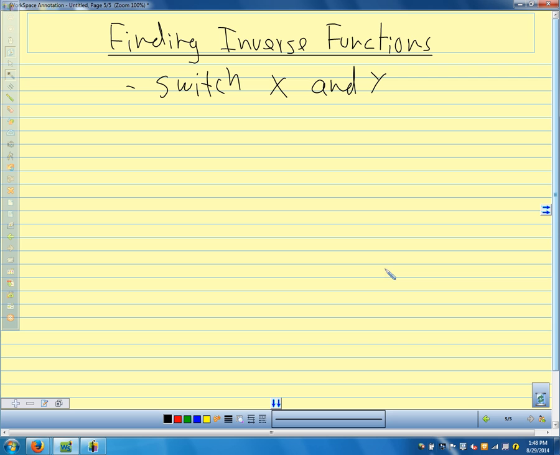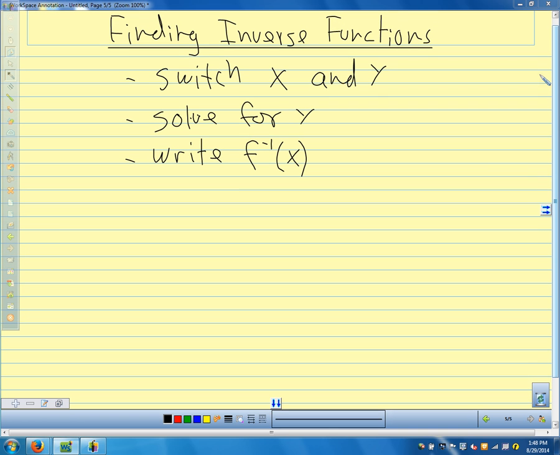And then what do we want to do? Remember what we do from there? Solve for y. And then we write f inverse of x. So I want to do a couple of examples of this to remind you. To find an inverse function, if you're given some function and it says find the inverse, switch the x and y, solve for y, write f inverse of x instead of y.